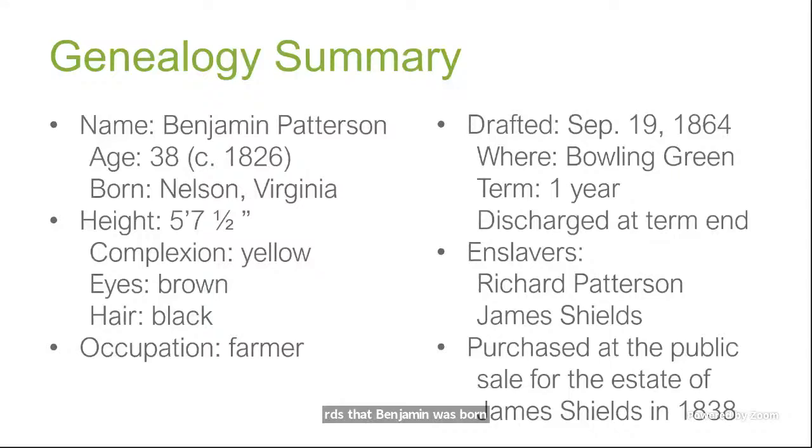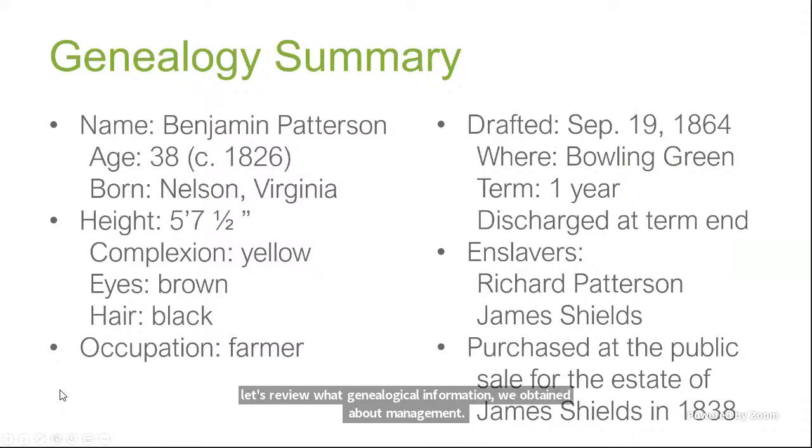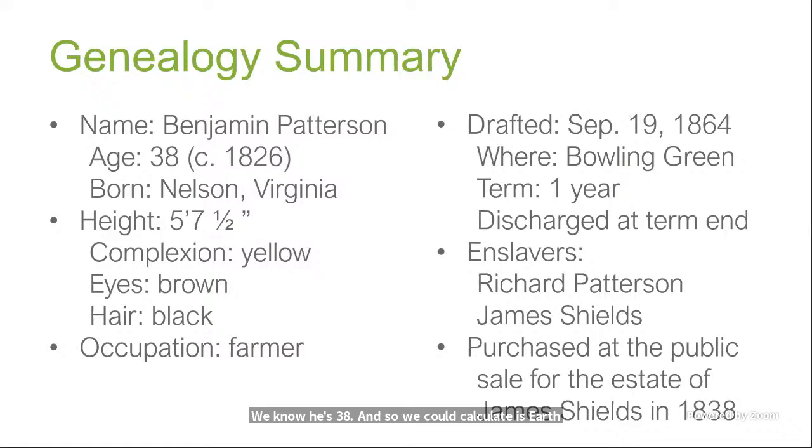Okay, let's review what genealogical information we obtained about Benjamin. We know he's 38, and so we could calculate his birth year to be about 1826 in Nelson, Virginia. We get his physical description, that he was a farmer, when he was drafted, and that was in Bowling Green. And we get these enslaver names.